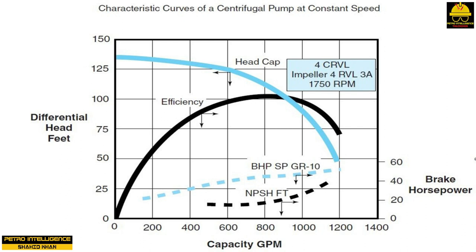Because pumps are not always operating under their optimal conditions, they are designed to work across a range of rates and liquid properties. The operating parameters, driver horsepower, impeller size, liquid properties, pump efficiency, pump capacity and head, NPSH requirements, and so on, are all shown on a graph known as the pump curve, as shown in the picture.